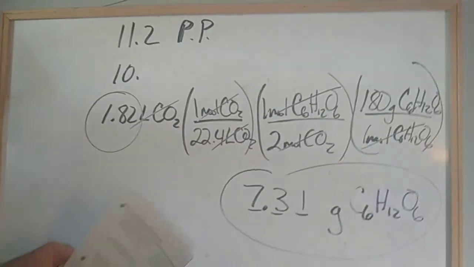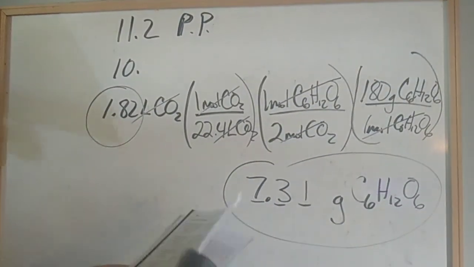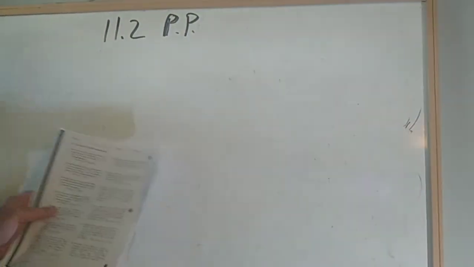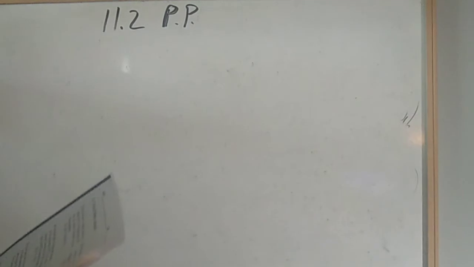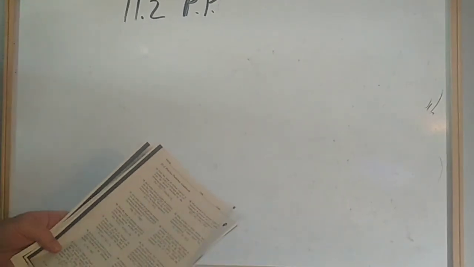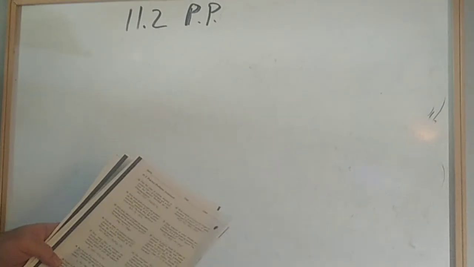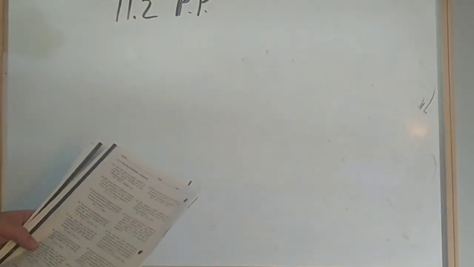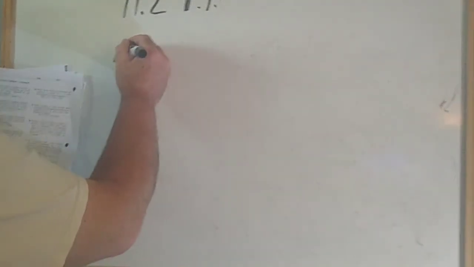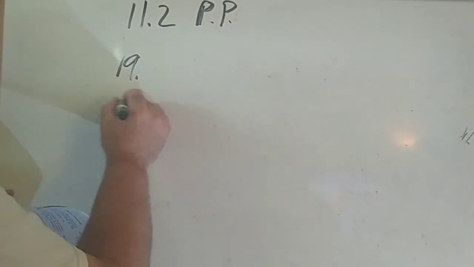Then I wanted to do one quick one on the back page. And this is going to be number 19. And this one here is, we're going to burn propane. So that means it's a combustion reaction. They give us a balanced equation for it. Propane plus oxygen gives us water and carbon dioxide. And in this one here, number, I said 19, right? So let's just start off with what we're given.